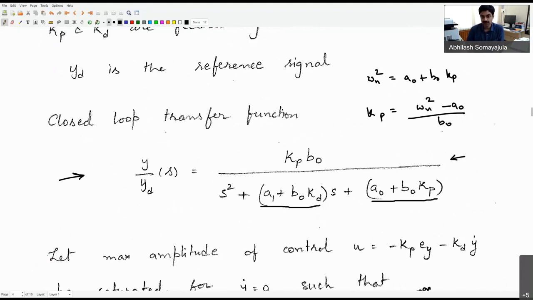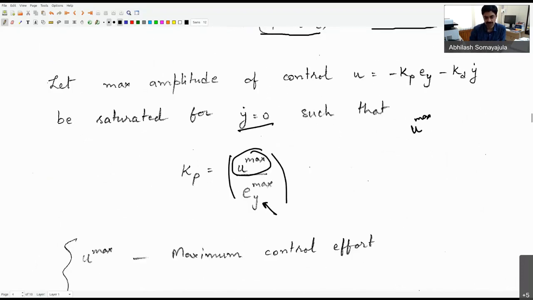So I rearrange, so KP will become omega n square minus A naught by B naught. Okay, I know what my omega n value is, so therefore I can fix my KP value. KP is given in terms of U max by YE max. So I can fix a value on what will be this YE max, although that is not really important. Once you know KP, your controller is fixed. So given a point where I want to place the pole, now you know how to go back and calculate the gains of the controller so that my poles will be at that location where I intend them to be.